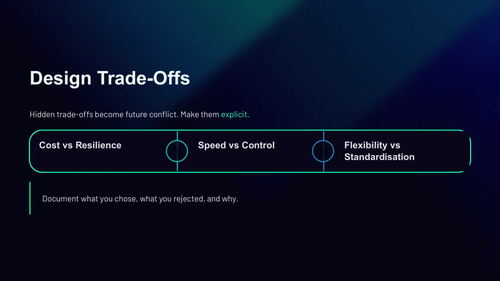With compliance addressed, you now make trade-offs explicit because hidden trade-offs become future conflict. Every solution involves trade-offs such as cost versus resilience, speed versus control, and flexibility versus standardization. You document what you chose, what you rejected, and why, so the organization can defend decisions later and revisit them intelligently when conditions change. Trade-offs are not a weakness. Unspoken trade-offs are the weakness.